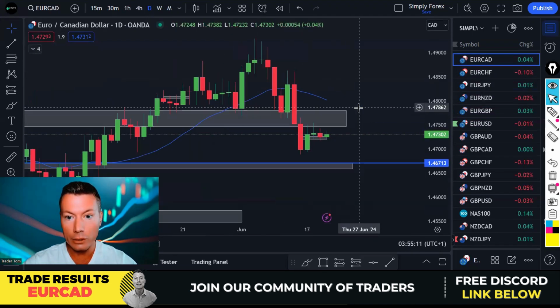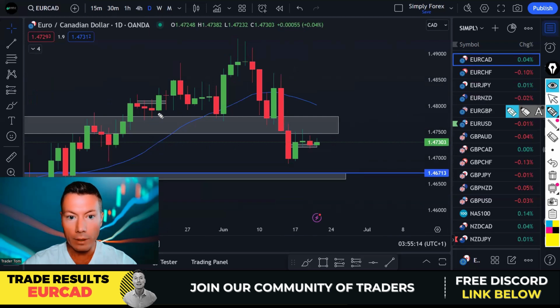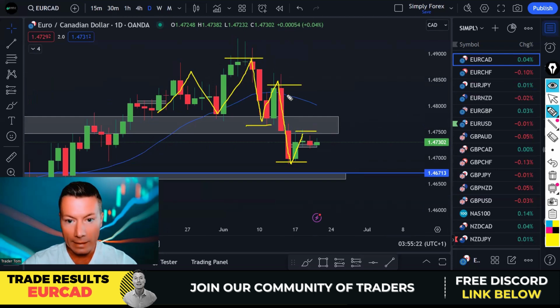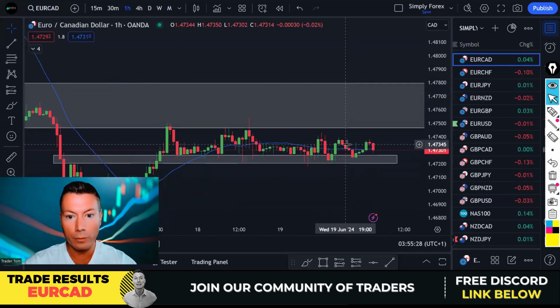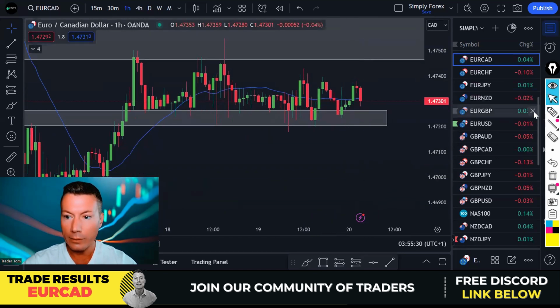If we look at the day chart, clearly in a downtrend. Again, lower lows, lower highs on the day chart. That's our direction. And then again, if we look at the H1, we're just looking for a break of this level. It teased us a little bit here, but never broke. And that's why it's so important to wait for the candle to finish.